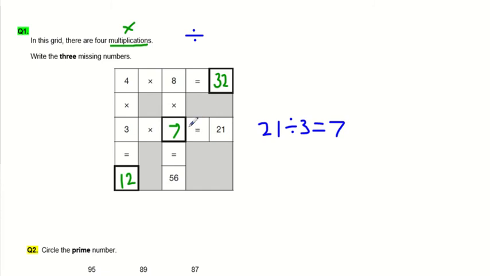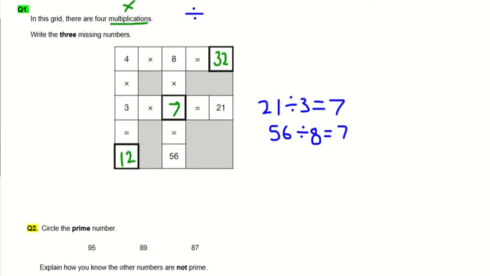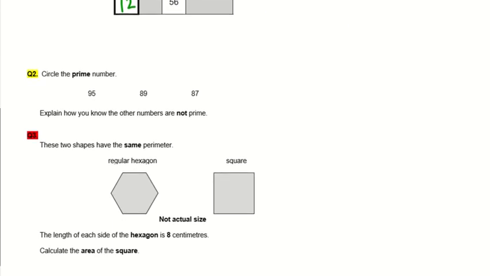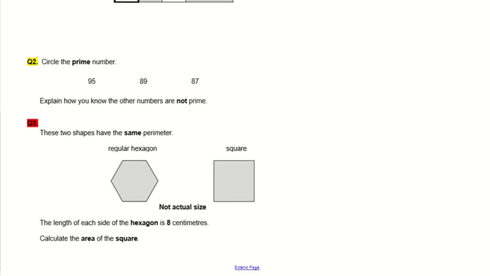So if we think about this now, we know that 21 divided by 3 would be, that's right, 7. So I can use that to solve that missing part. And likewise here, I know 56 divided by 8, that was the information I was given already, 56 and 8, would also be 7. Okay, so hopefully then Year 6 you're feeling very confident with question 1 and you're happy to move on to question 2. But don't forget to pause the video if you need to.